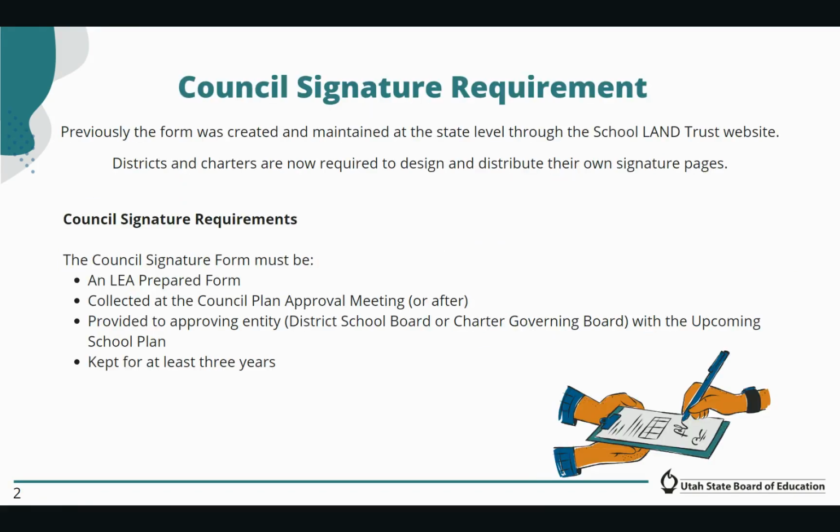Each school year, a council signature form is required. Previously, the form was created and maintained at the state level through the School Land Trust website. Now, districts and charters are required to design and distribute their own signature pages. The council signature form must be an LEA prepared form, collected at or after the council plan approval meeting, provided to the approving entity, which is the district school board or charter governing board, with the upcoming school plan, and kept for at least 3 years. If you are a governing board serving as the Charter Trust Land Council, a signature form is not required.